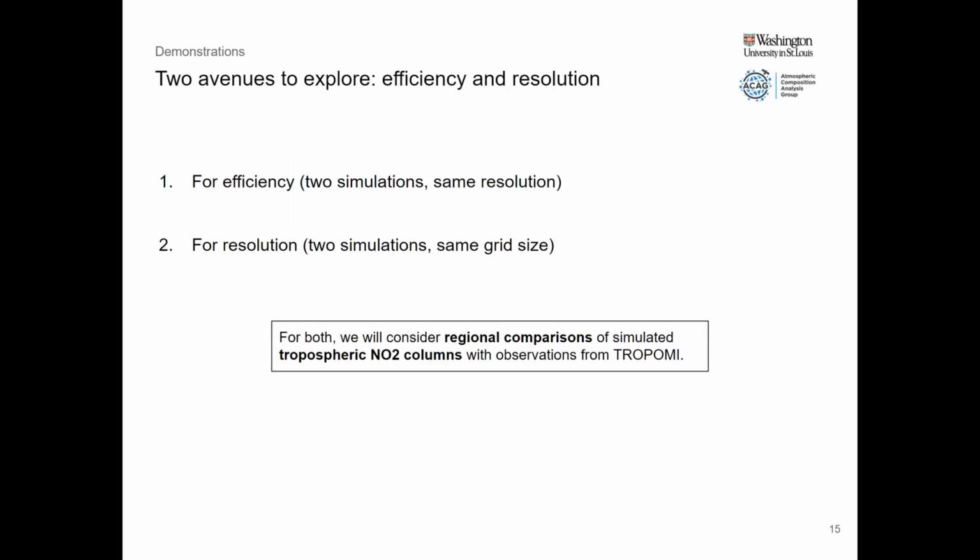Okay, so next I'd like to go through a couple of demonstrations of these stretch grid simulations in action. I think there are two interesting avenues to explore. The first is using stretch grids for efficiency, and the second is using them to get as fine a resolution as we possibly can, getting the most bang for our buck. For these simulations, we're going to be considering regional comparisons of simulated tropospheric NO2 columns with observations from TROPOMI.